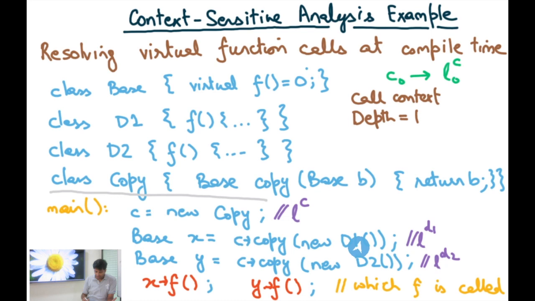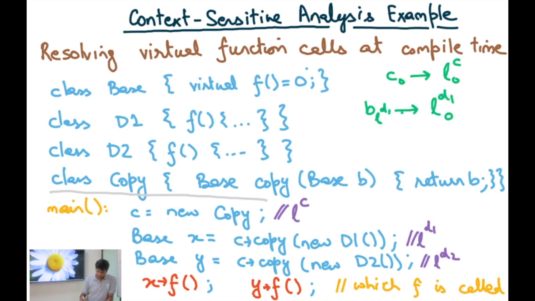Now I'm going to continue. There's an allocation statement new D1, and the reference that gets created here is copied to the argument of the copy function, which is B, and B will be analyzed in the call context LD1 because we are using a call context depth of 1. We reach copy through this call site. So the call context becomes LD1, and 0 gets removed, because the full depth call context would be 0 and LD1, but because we are using a depth of 1, the call context becomes LD1.